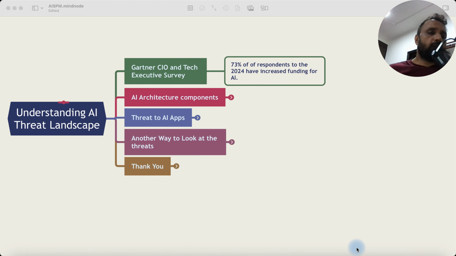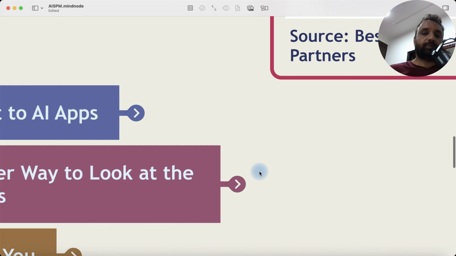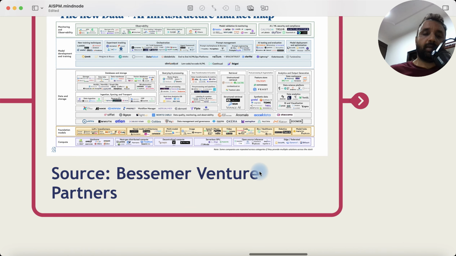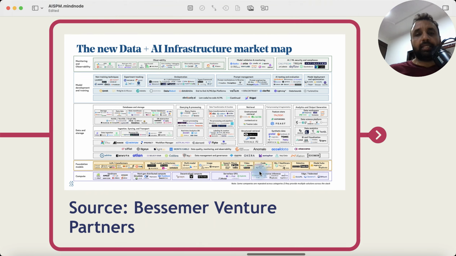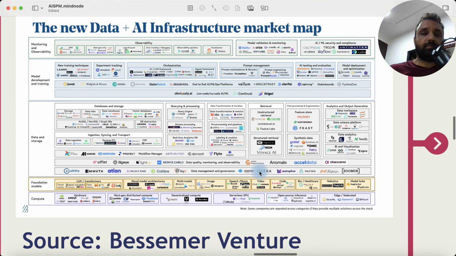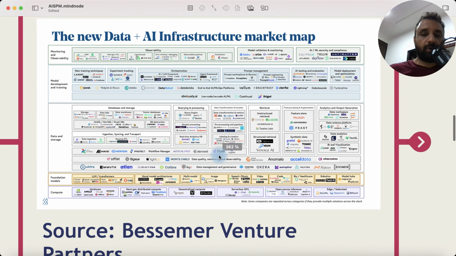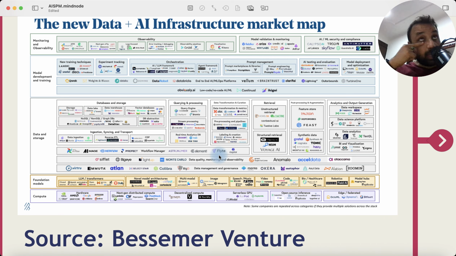Now, to look at AI from the threat landscape perspective, it's essential for us to understand what the AI landscape looks like. For that, I was able to find a very interesting document created by Bessemer Venture Partners. This is the AI infrastructure market map. Essentially, it's data plus AI, but it's important to understand how the AI architectures are used by organizations, and once you understand the architecture, you can think about the threat landscape and security controls around it.